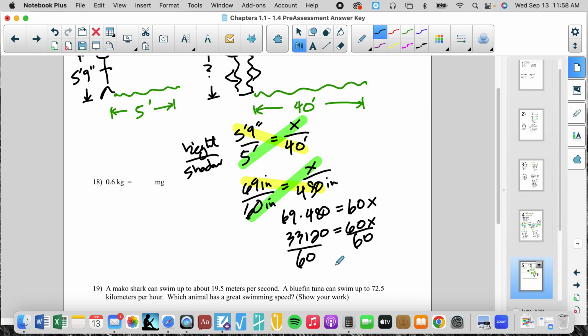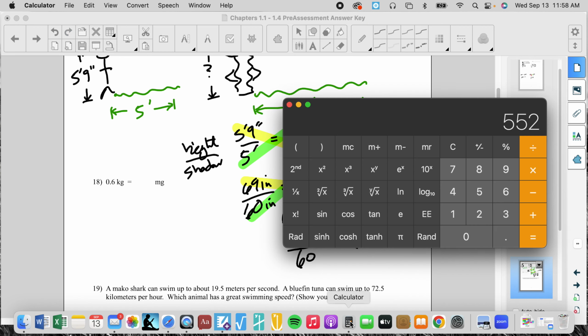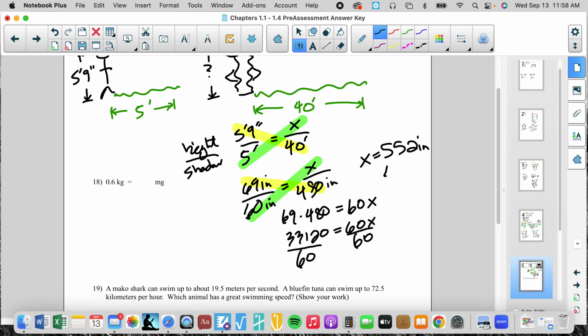So X equals 552. 552 what? Inches. Now if we want to convert that to feet, we're going to divide that by 12 because there are 12 inches in every foot, and we get 46 feet. So I'm okay with either one. So the correct answer is going to be either 552 inches or 46 feet.